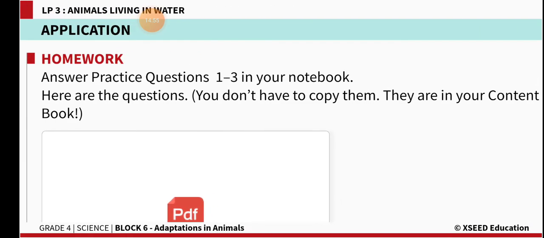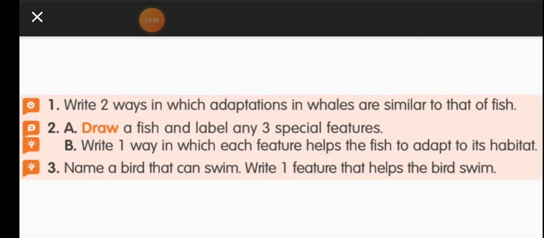Now we will see the practice questions given in your content book. Before answering these practice questions, read the lesson clearly from page number 45 of your content book. Read the lesson nicely and then write these answers. Here it asks you to write two ways in which adaptations in whales are similar to those of fishes. So how are whales and fishes the same? Blue whales and fishes both live in the water, both have a tail, both have fins. They help them to live in the water or aquatic regions. If you find any other similarity, you can mention it, and write these answers in your classwork.